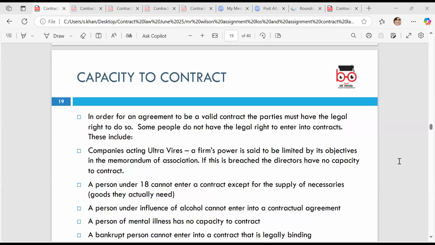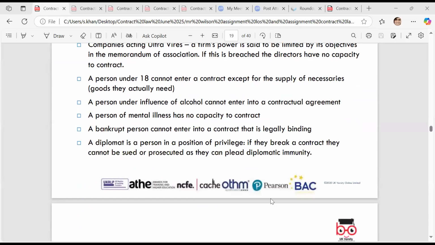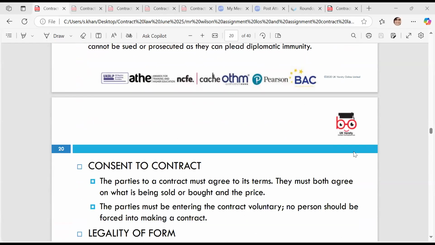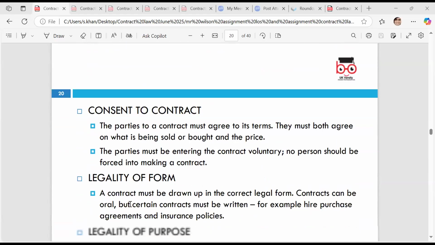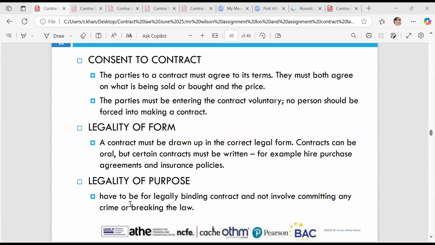So, a person under 18 cannot enter into a contract. A person under the influence of drugs, intoxicated, cannot understand the contract. Nor can a person who doesn't understand the nature and consequences of the contract at the time, because they've got a mental impairment, a bankrupt person, or a diplomat in a position of privilege. These people will not be able to enter into contracts because of this lack of capacity, mainly the fact that someone has mental health issues. It doesn't mean they can understand everything.